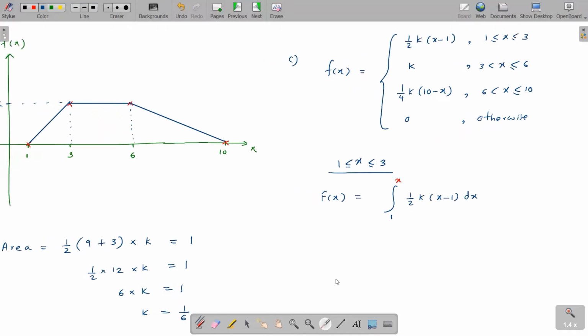Basically, if you give any x value into this function, you will get the area from 1 until that point. The total area covered by the graph from 1 until that point. Okay, so can you all integrate quickly? What do we get here?